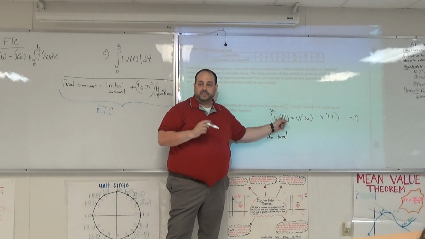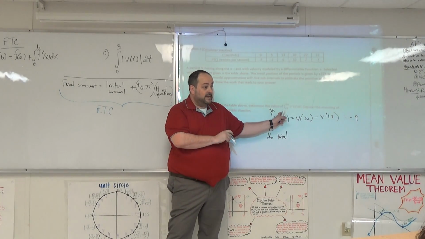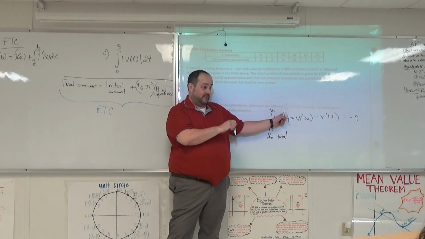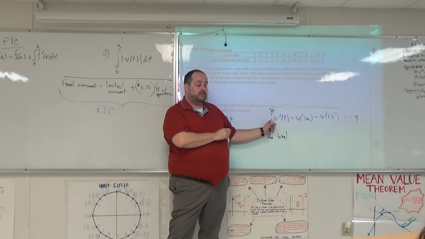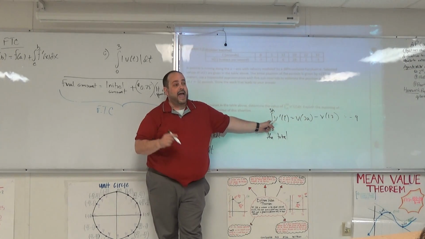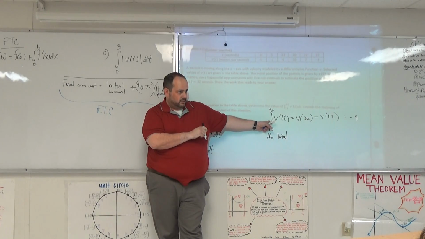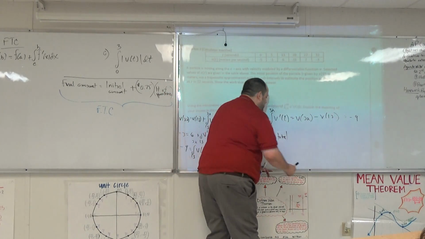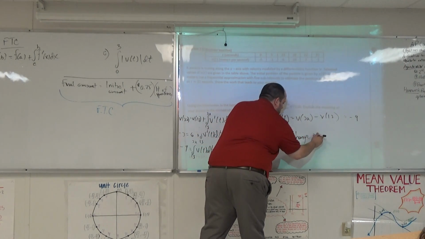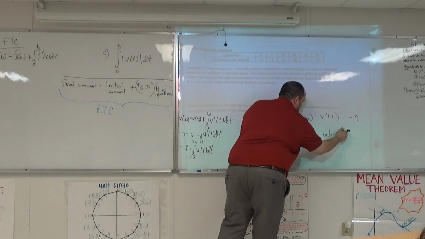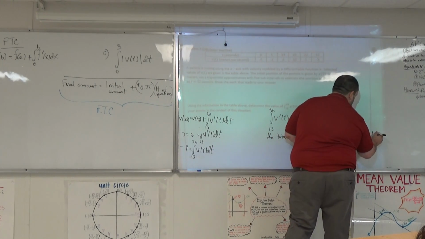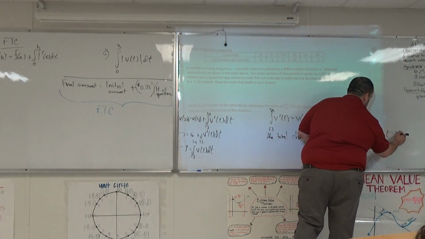No, it's not. V of t is your velocity. V prime is the rate of change. It's how fast the velocity changes. So this is acceleration, but when you integrate, what you get is how much the velocity changes. So I would say this is the total change in velocity. Now be careful. From t equals 13 to t equals 32.